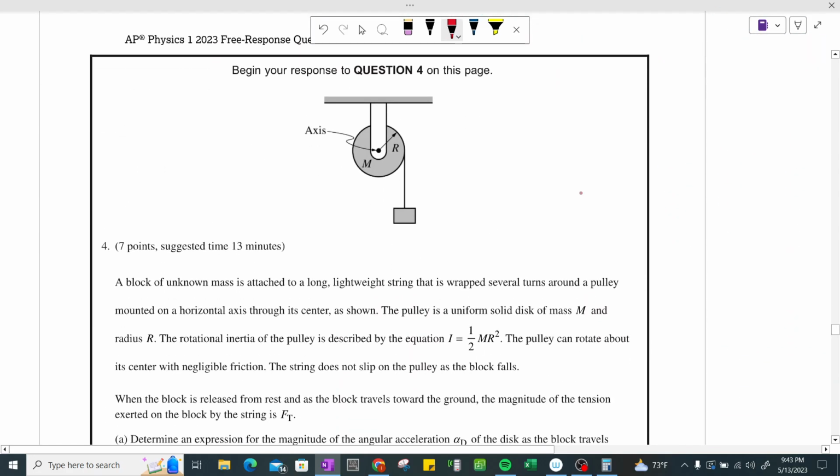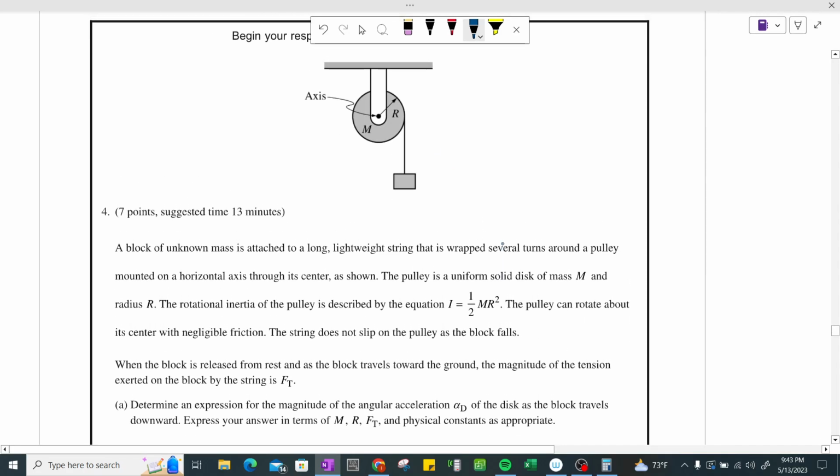Question 4, we've got a block on a string wrapped around a pulley. It's going to be unwinding. I know we actually did one of these in our classes with the Vernier multi-spoked pulley. A block of mass m is attached to a long lightweight string. Specifying this is just to show that as it's falling, it's not changing the inertia of the pulley. Wrapped several turns around it, mounted on a horizontal axis through its center, so there's no weird parallel axis theorem or anything wonky.